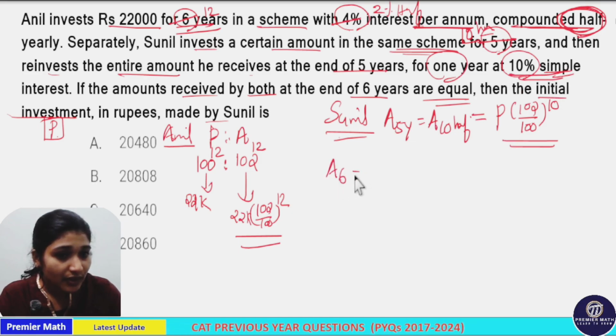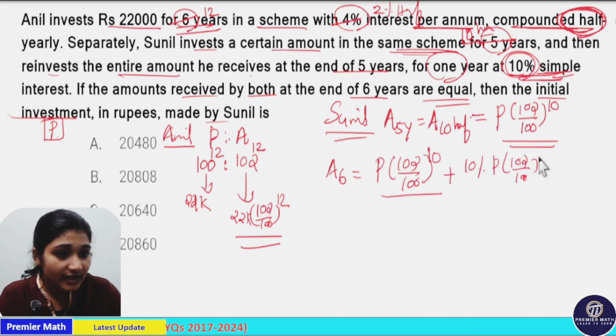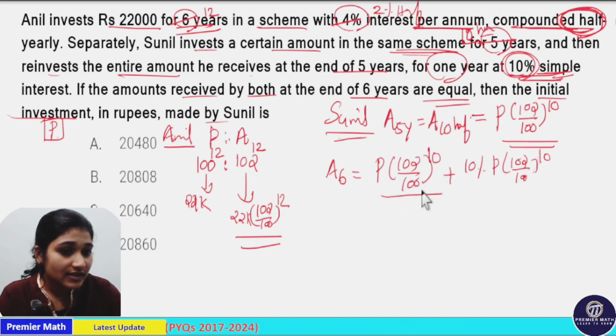So, amount after 6 years means this amount is invested at 10% simple interest. 10% simple interest means principal plus 10% of this principal, which means I can directly write this as 1.1 times the total amount. Here, this is the principal he is investing. That is, the amount after 5 years is the principal for the 6th year. Now this is the principal.